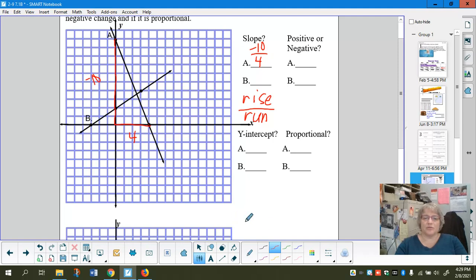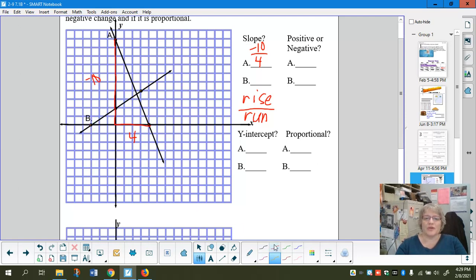Okay, and now let's do B. So letter B, I can pick any 2 dots. I'm going to pick this dot. Can't really see that one. I'm going to pick this dot and this dot. And I could have picked this one in the middle, but I already have a line over it. I didn't want to get confused.